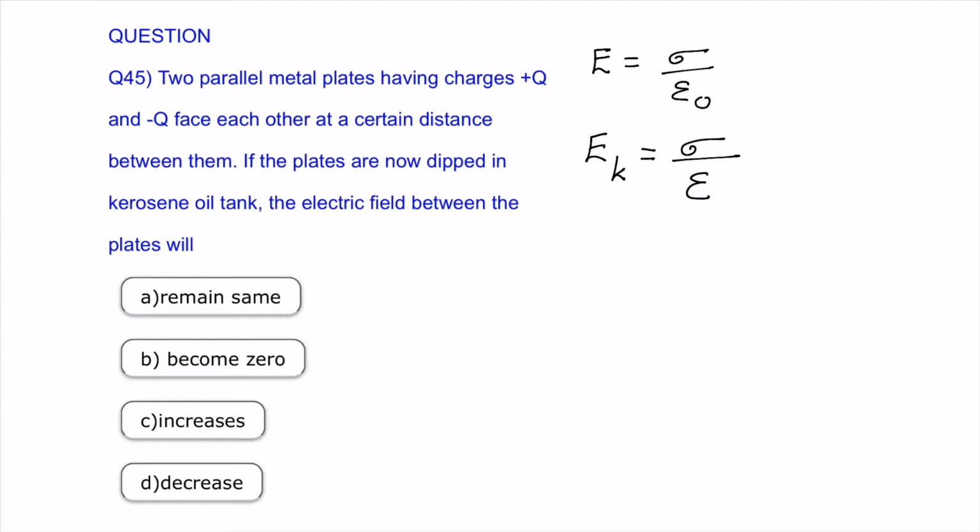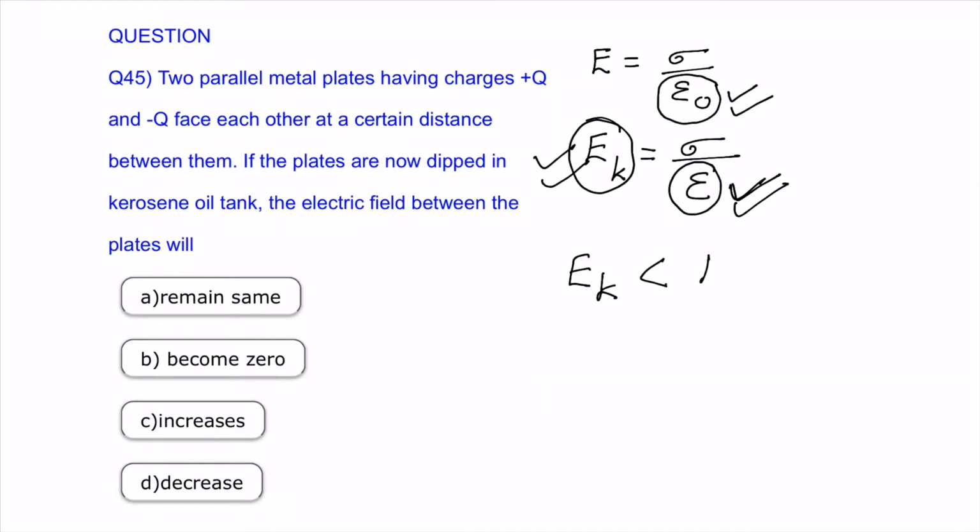Now if you take any medium and compare the permittivity, you must keep in mind that epsilon 0 is least. That means the permittivity is least for free space. That means when you dip in kerosene, this value increases. That means the electric field decreases, because the denominator increases and our quotient definitely decreases. That means EK will be lesser than the actual electric field. So it decreases. So the answer is D.